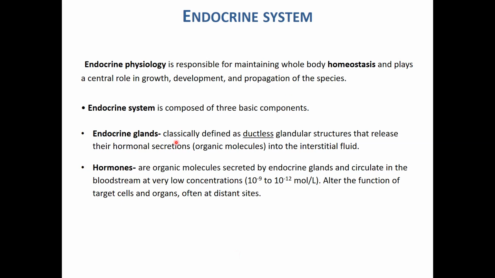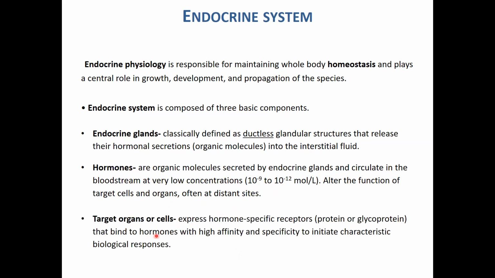They circulate in the bloodstream at very low levels, 10 to the minus 9th to 10 to the minus 12th. Those are nanomolar and picomolar levels. When they reach their target cell, they bind to a receptor. That receptor is specific for that hormone, and it elicits a characteristic biological response. Again, this is high affinity. Even at 10 to the minus 9th, nanomolar, that means you have 1 hormone molecule for every 50 billion water molecules. So this is a high affinity system.